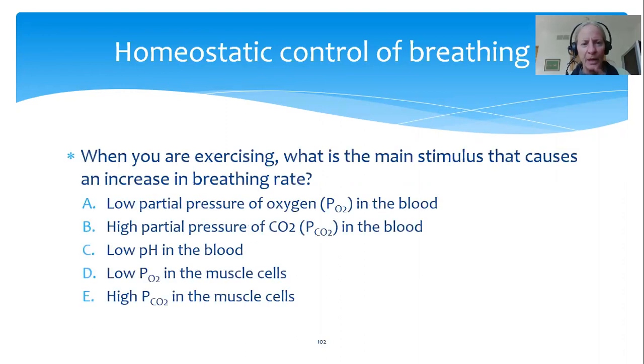So I'd like you to just make a prediction. When you are exercising, what is the main stimulus that causes an increase in breathing rate? And go ahead and just make a prediction. What do you think is the main stimulus?